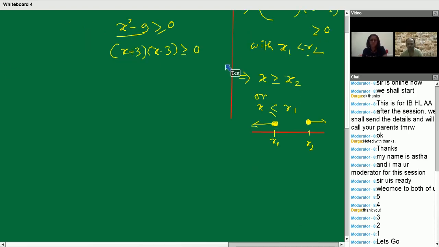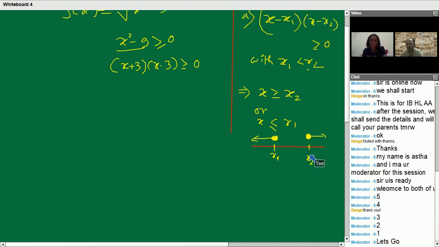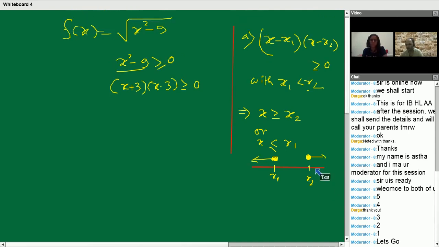The second way is to use a line diagram. First plot x1 and x2 on this number line. Then we use a random value. Once we plot x1 and x2, there are three regions: to the left of x1, in between x1 and x2, and to the right of x2. If we substitute a value from a region to check whether it satisfies the condition greater than or equal to 0, then that region matches and we have to consider it.